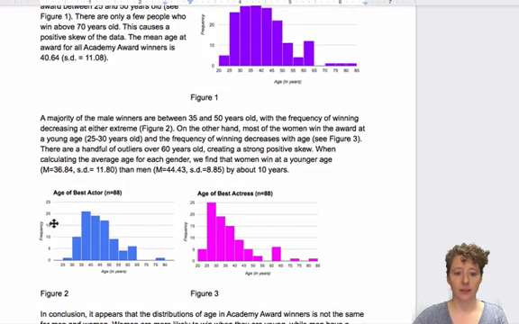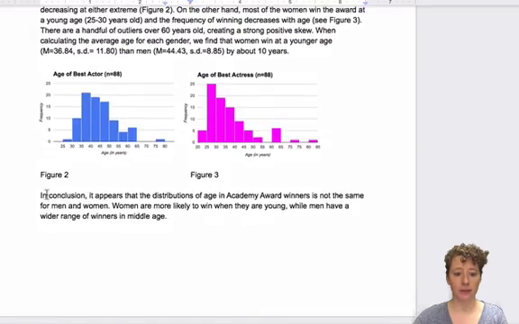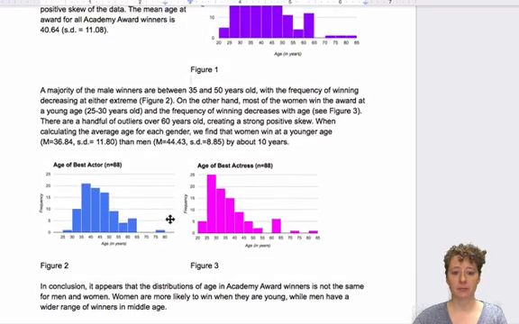All that fits nicely on one page. I still have my figure labels and names. I think that's good.